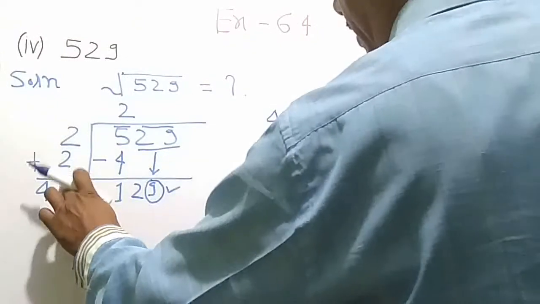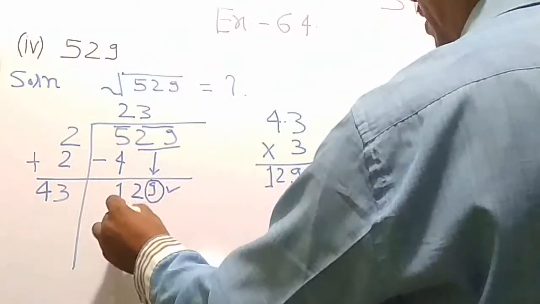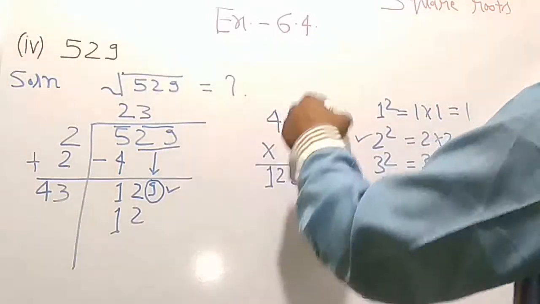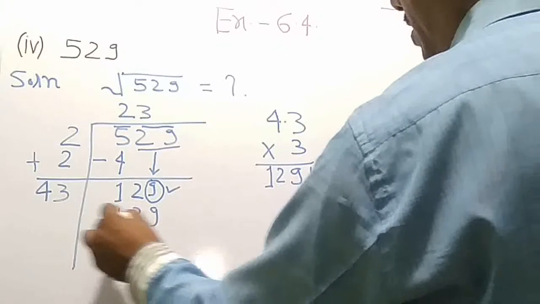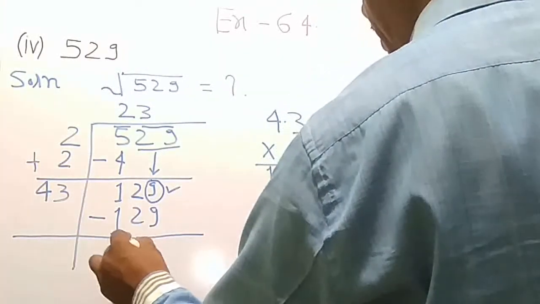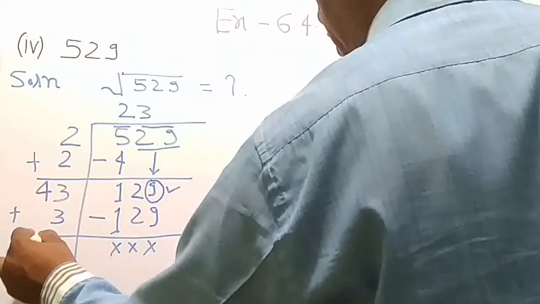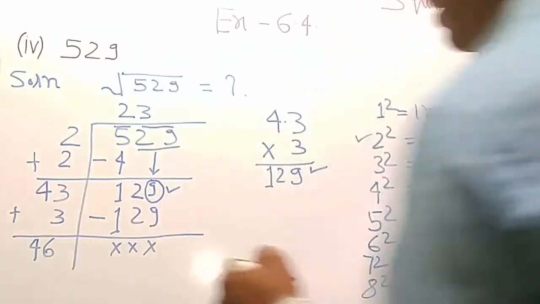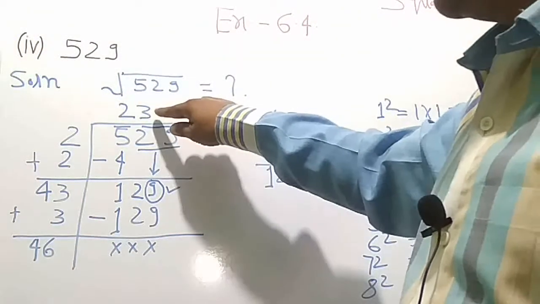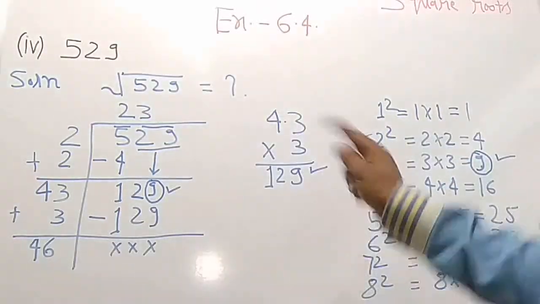So we can write here 3 and 3. So when we multiply 43 by 3, the answer is 129. So on subtracting 129 from the 129, nothing remains. We are going to add the 3 in 43, it is 46. And as we know, it is the testing point. The double of 23 is 46. It means our answer is right.